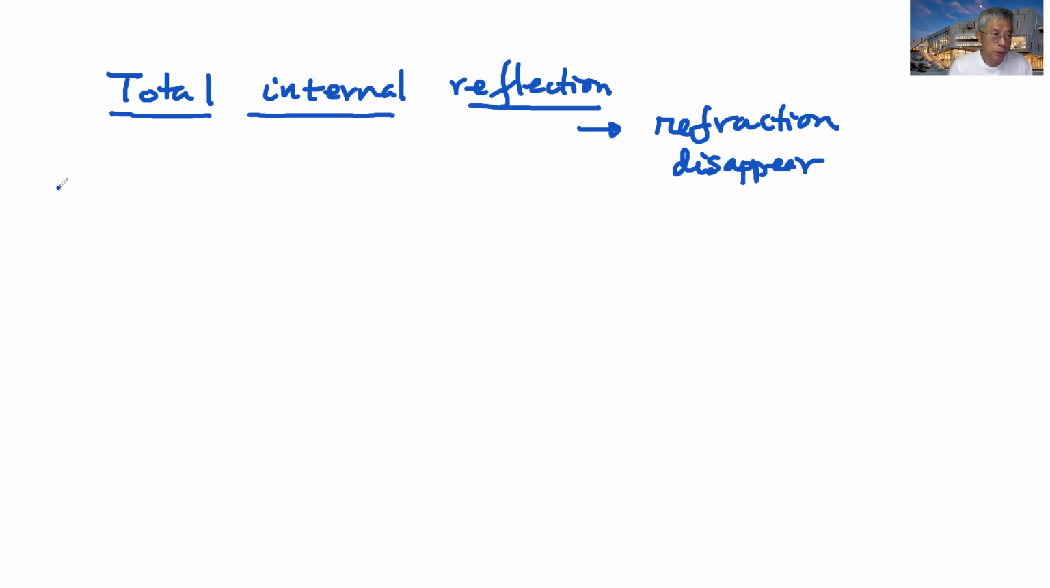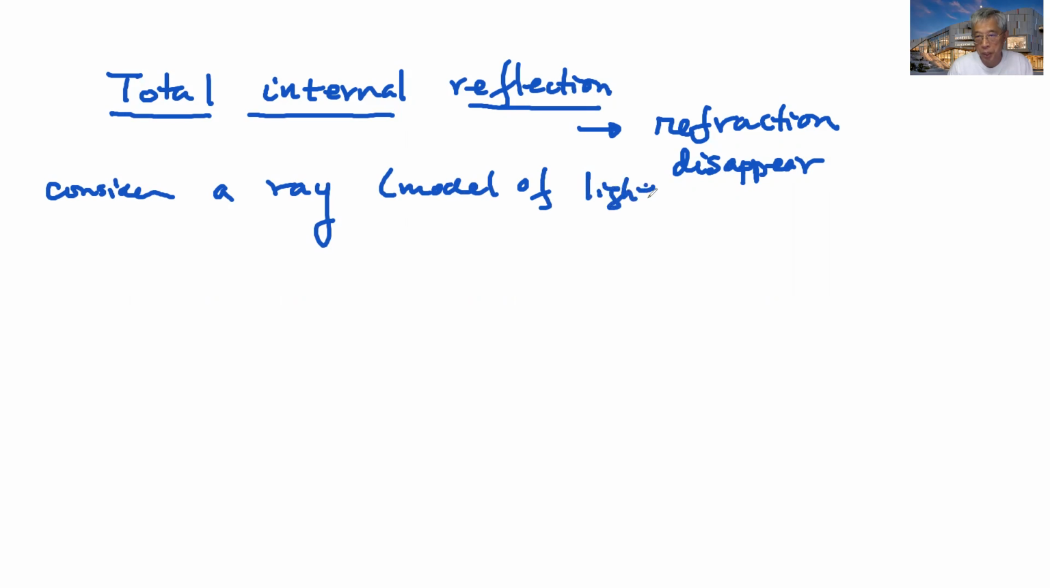So consider a ray of light. This is just a model of light, of an EM wave, but here we're talking about visible light. Consider a ray going from an index of refraction, let's say n equal to 2, to n equal to 1. I'm giving you an example directly.